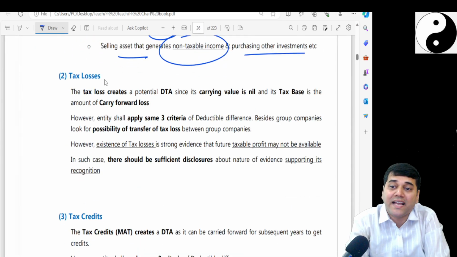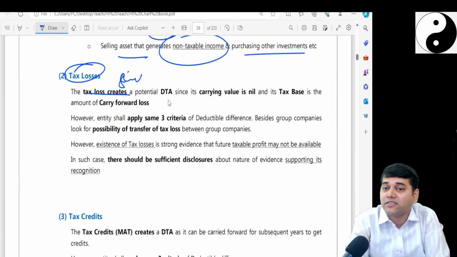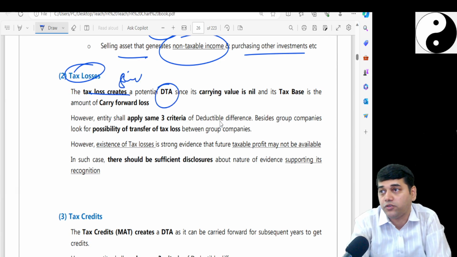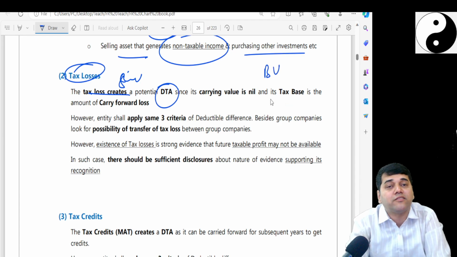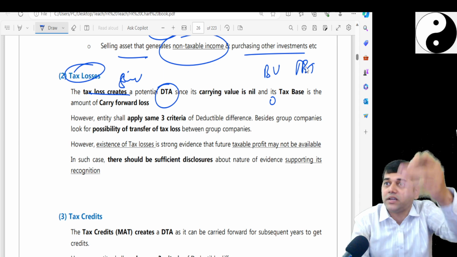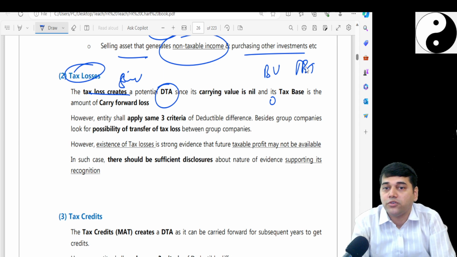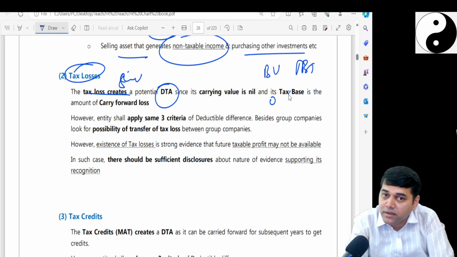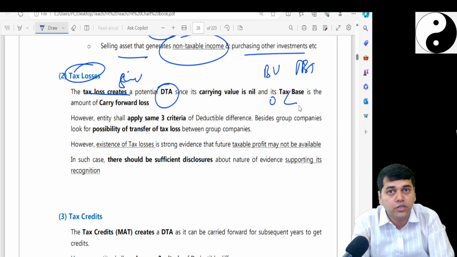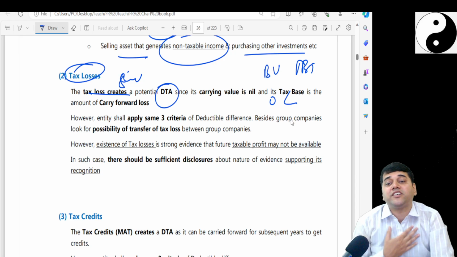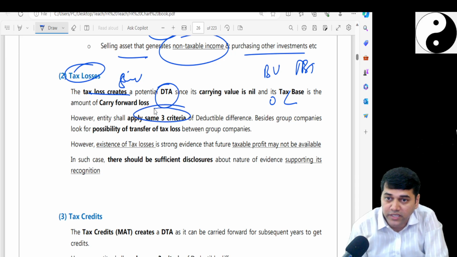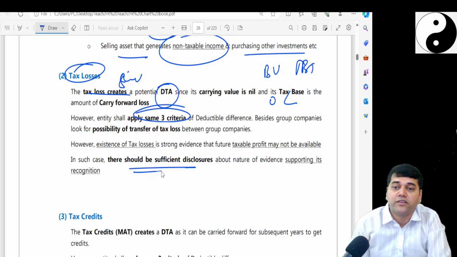Okay, what about the tax losses? That is, which you can carry forward for 8 years. Tax losses are going to create a deferred tax asset for you. Why? Because book value of the tax loss is 0. Tax base is whatever amount of loss. So, since your tax base is greater than 0, your losses are going to create an asset for you in the future. So, first you apply all the 3 criteria and you have to make sufficient disclosures.